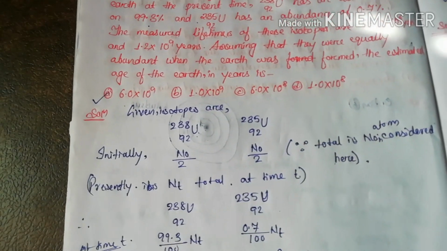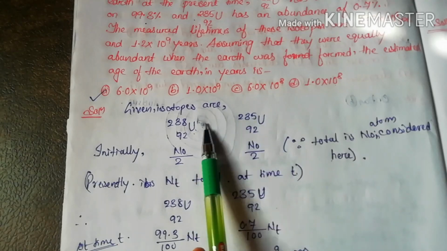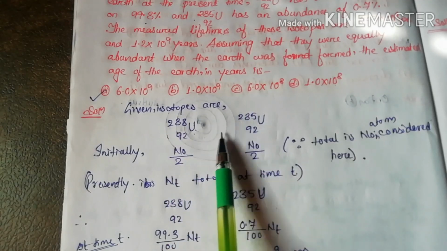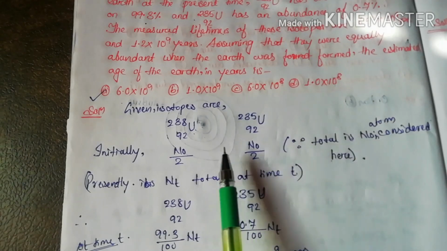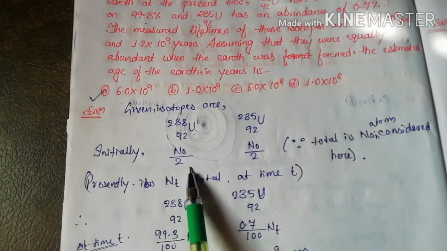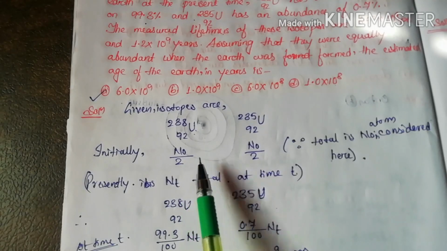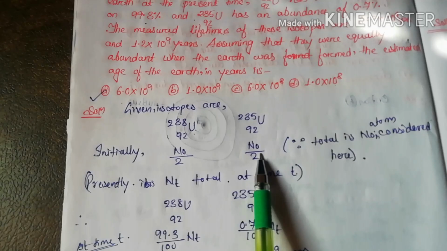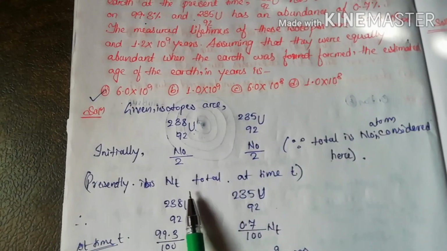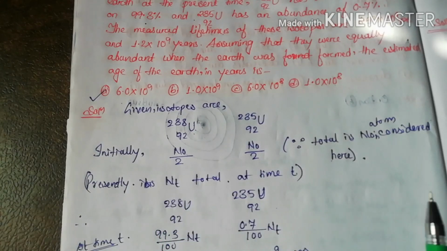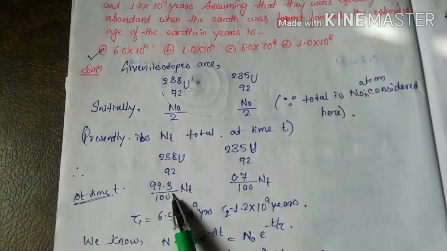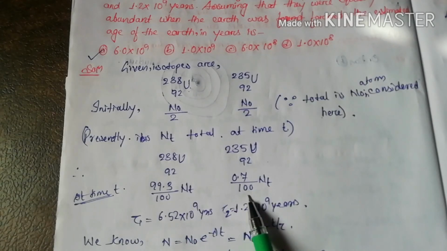So firstly we will write what is given. Initially, these are the two isotopes given. Initially we consider the total number of atoms to be n naught, so this isotope will be n naught by 2 initially, because both are equally abundant, so both will be half of the total, so both are n naught by 2. And after time t we consider the total number of atoms to be nt. So after a certain time, this isotope is 99.3% abundant, which I have written as 99.3 by 100 nt, and this is 0.7 by 100 nt.